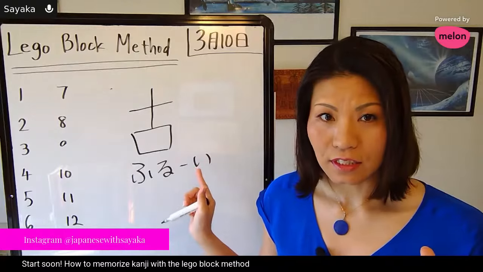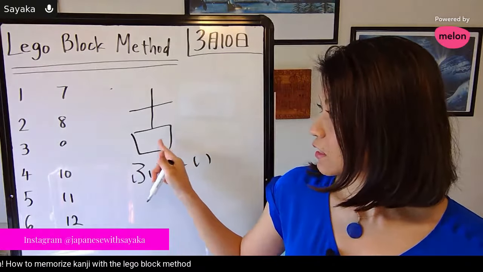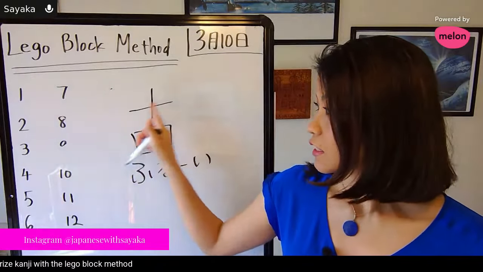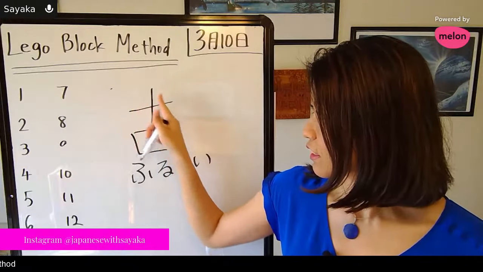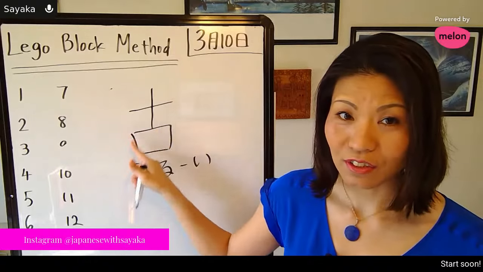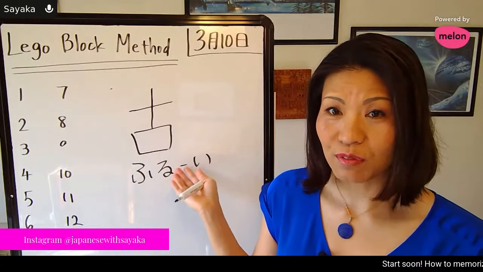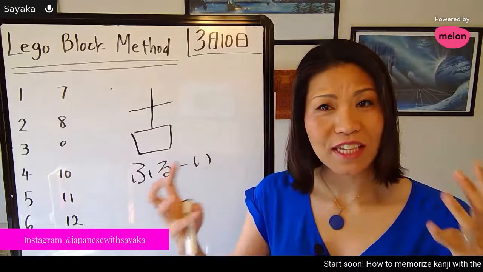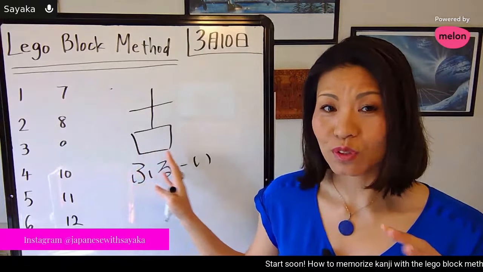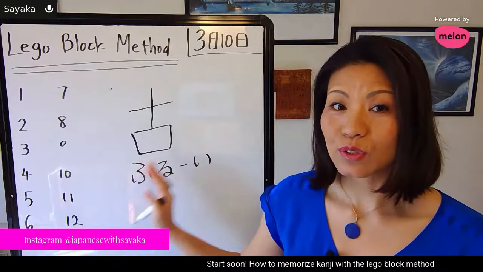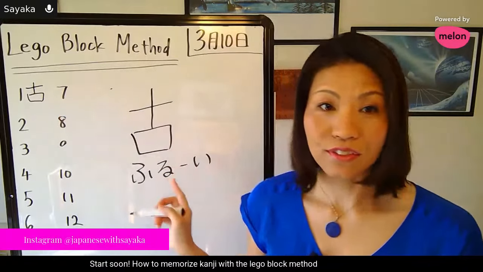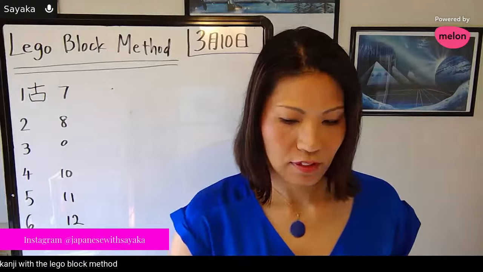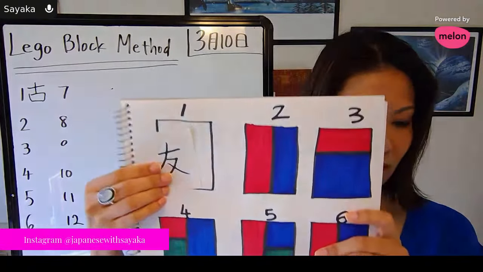Then you can use the previous method, creating a story out of the kanji. When I see this, it's like a grave, a graveyard, like you have the cross and then you have the box. It looks like a grave. So to me, a grave is kind of old. So the old grave, furui, 古い.